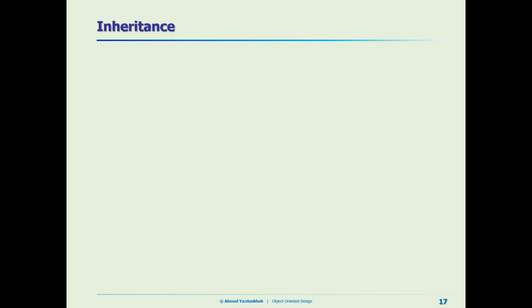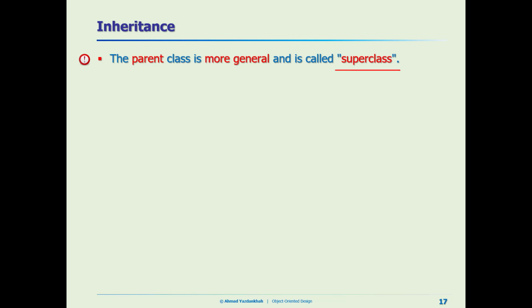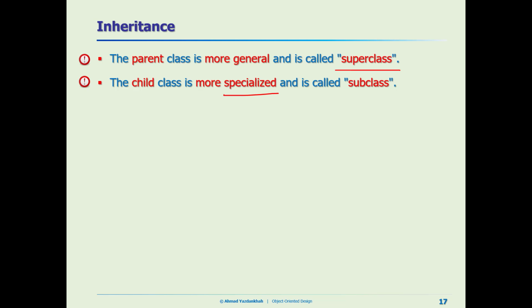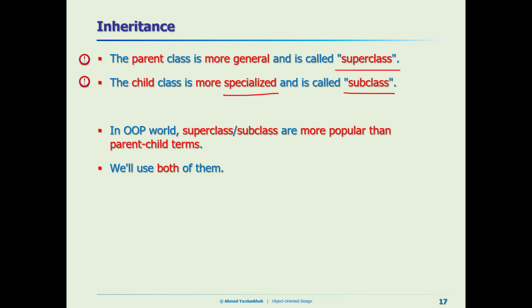The parent class is usually more general and it is called superclass. And the child is usually more specific and specialized, and it is called subclass. Besides parent and child, superclass and subclass are actually more popular in OOP. But we're going to use both of them. In some cases, I will use parent and child as well.